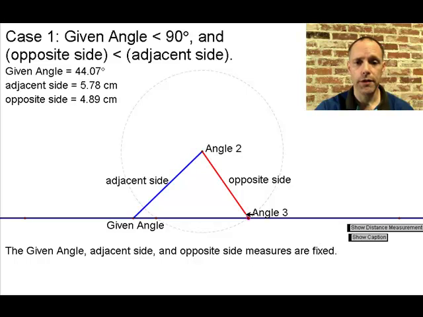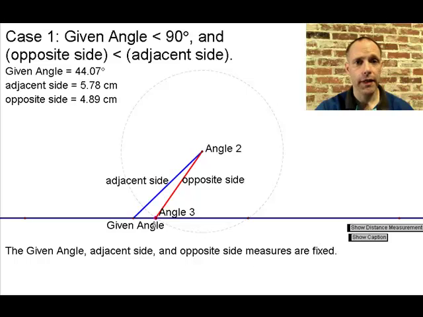One of those places, right here, creates one triangle. But I can swing around the circle and I have yet a second, different triangle formed here at the second intersection of the circle and the baseline.